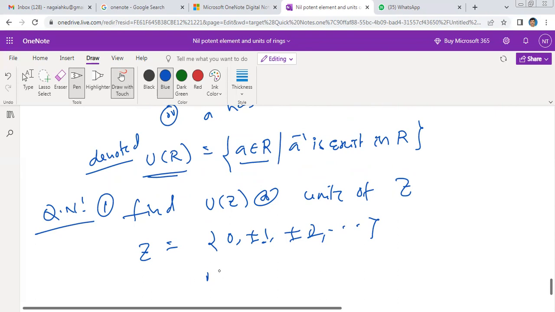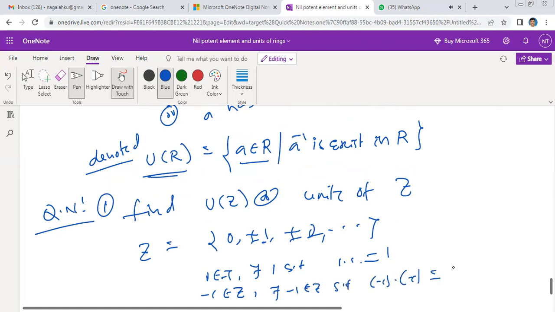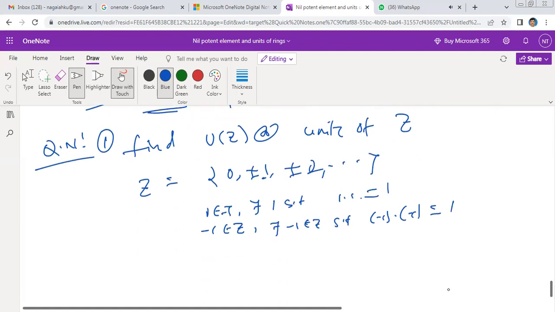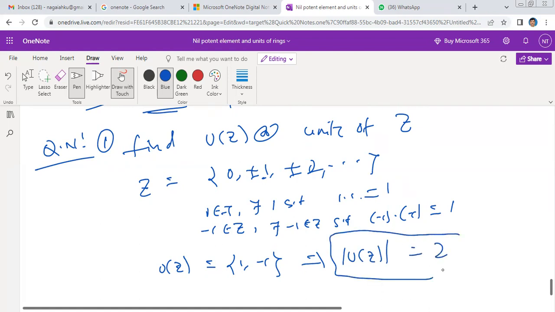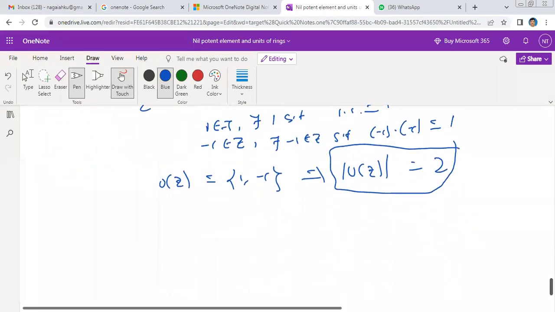I took 1. So 1 belongs to Z. There exists an inverse 1 such that 1 into 1 is equal to 1. When I take minus 1, minus 1 belongs to Z. There exists an inverse minus 1, again belonging to Z, such that minus 1 into minus 1 is equal to 1. Therefore, these two are the only units. U of Z is equal to 1, minus 1. Order of U of Z is equal to 2. How many units does the ring of integers Z have? 2.